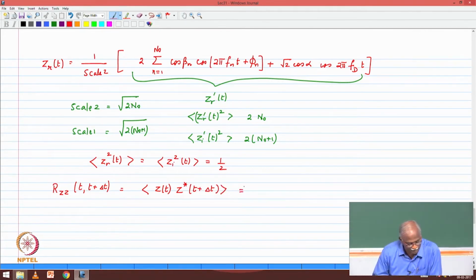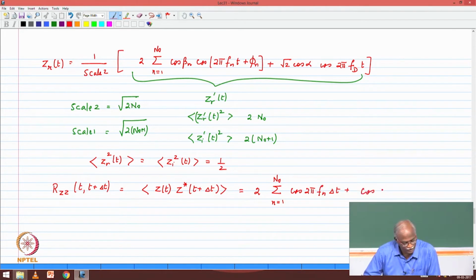I believe I made a mistake in the scale factor. It should have been 2 times the summation n is equal to 1 through n0 of cosine 2 pi fn delta t, plus cosine 2 pi fd delta t. I think I had 4 and 2, an overall multiplication factor of 2. That was not correct. This should be the correct value. Can I assume that everybody is comfortable deriving this, or will I need to give at least a few hints to get to this point? Is everyone comfortable deriving this result?